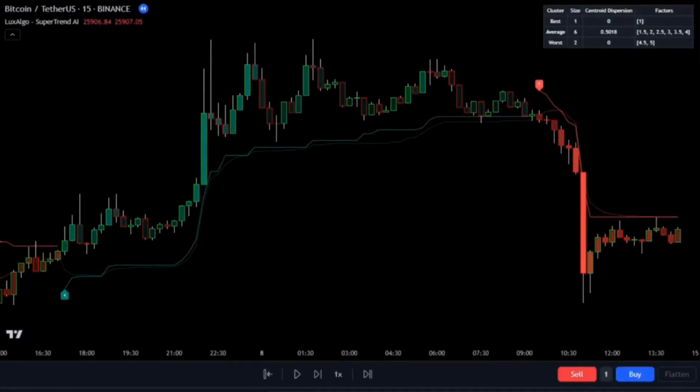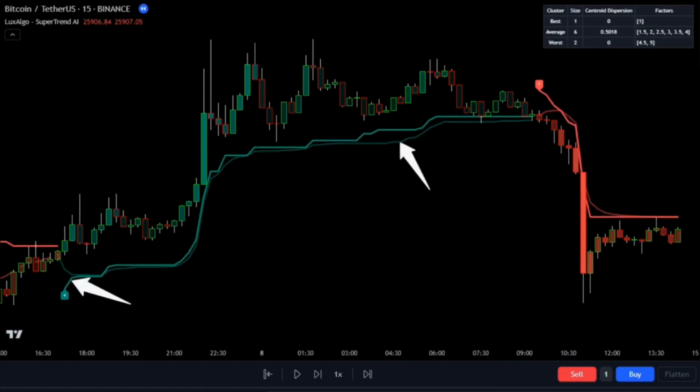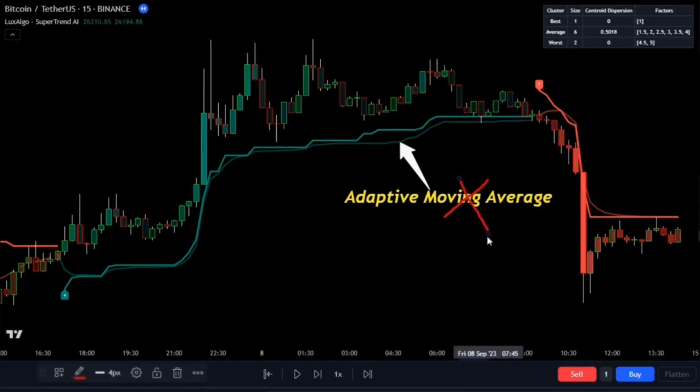The indicator contains 2 moving averages that serve as guides for stop loss, represented by these 2 lines. This one here uses ATR to calculate its move and can also detect support or resistance levels. Meanwhile, this one adopts the adaptive moving average, which quickly adapts to market conditions to protect against further losses. Personally, I don't often use the adaptive moving average when I trade.